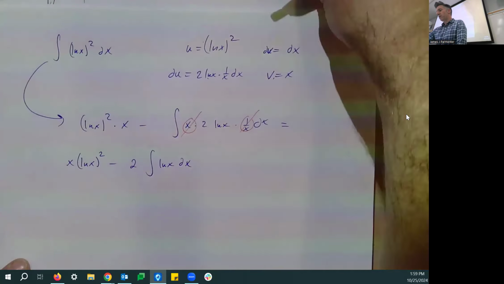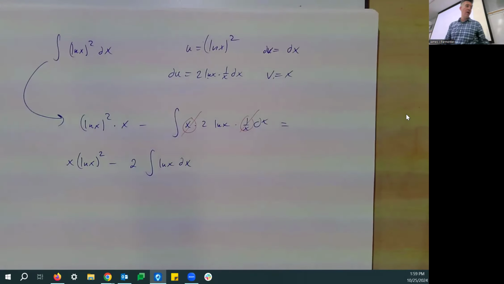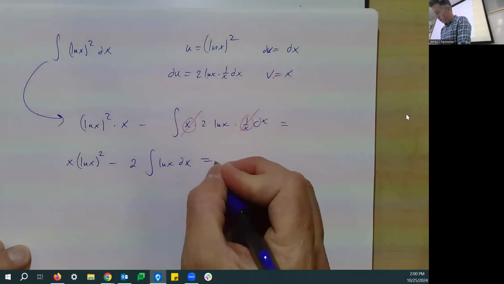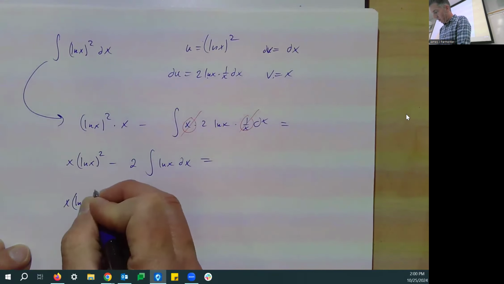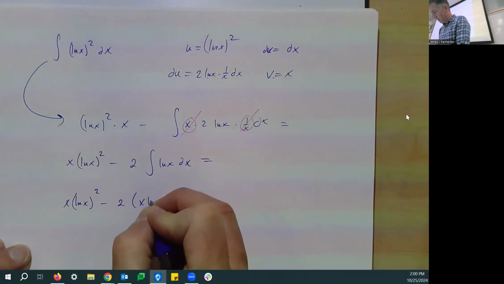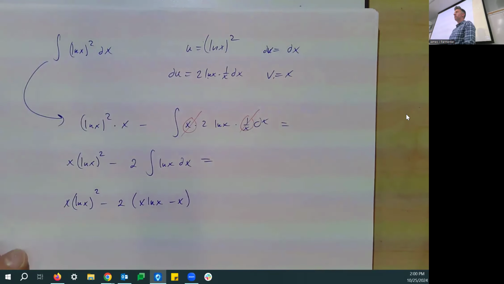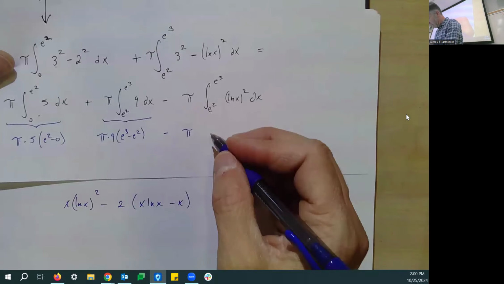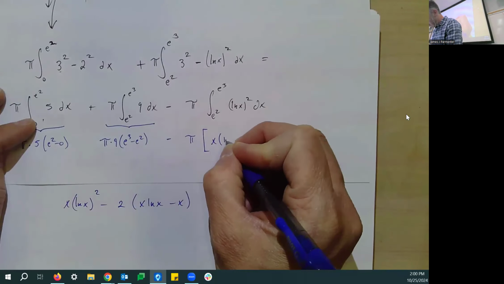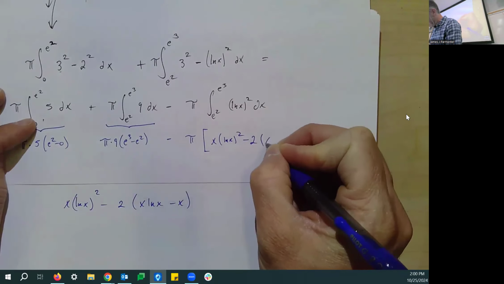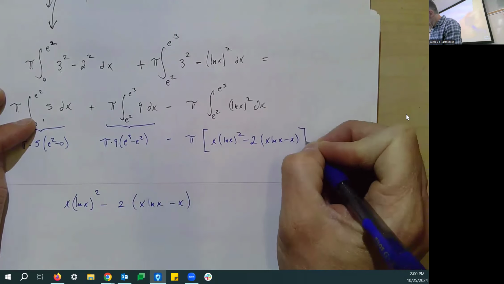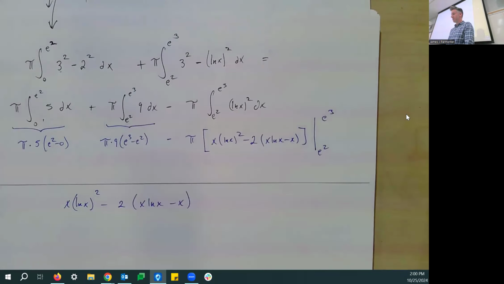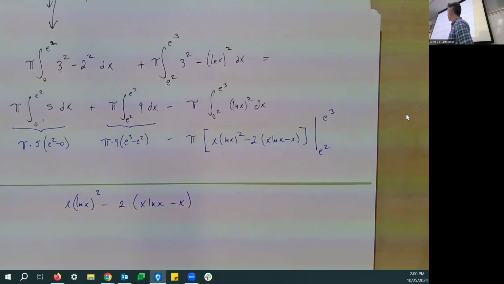Now, you probably, in my opinion, are going to do the integral of natural log of x enough times that you should just memorize it. So I will tell you that the integral of the natural log of x is x times natural log of x minus x. And then you can go back and say, great, that's what this piece is going to be. So it's going to be x natural log of x squared minus 2 times x natural log of x minus x. Holy shit. And then you go from e squared to e cubed. Terrible. But no, terrible. There's no lying about it.